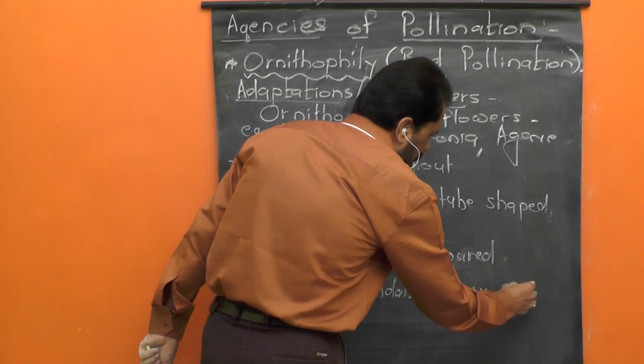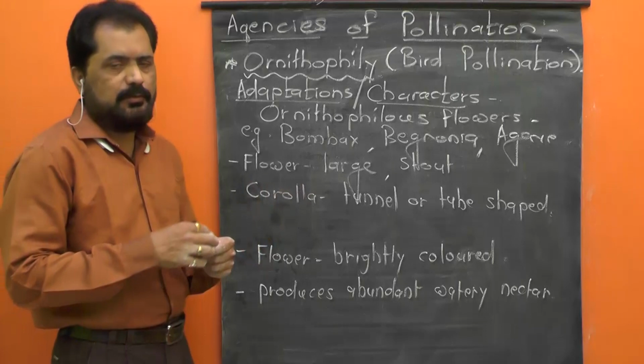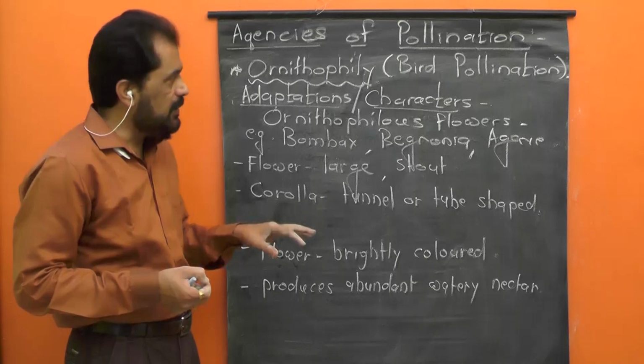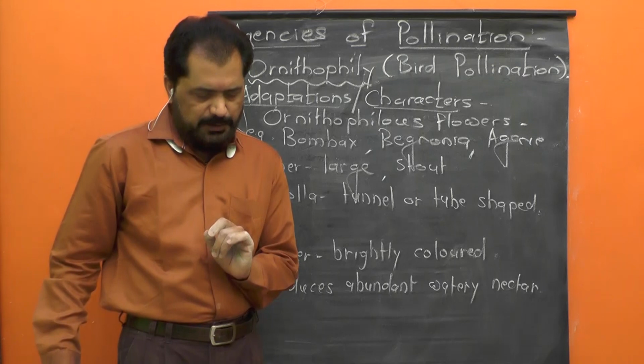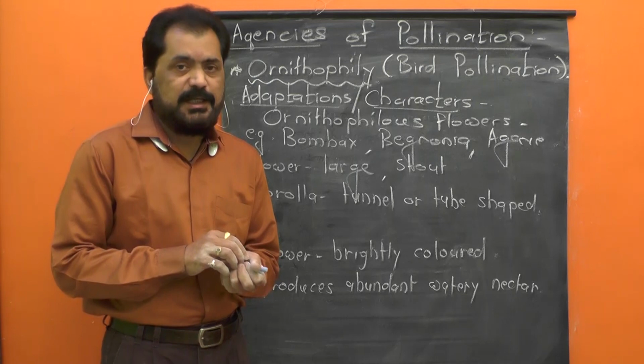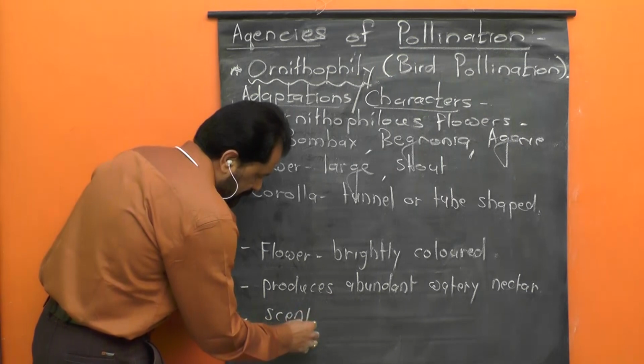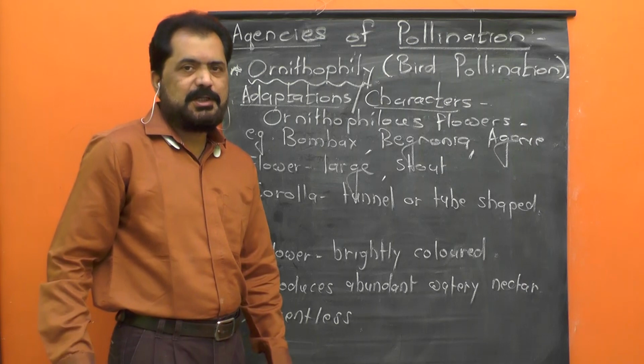More than the entomophilous flowers also. We have studied just now that entomophilous flowers also produce nectar, that sugary secretion, but here these ornithophilous flowers produce more abundant and watery nectar because it is also the source of food for many birds. One more important point, these flowers are mostly scentless, without fragrance, because birds do not have a well developed sense of smell.